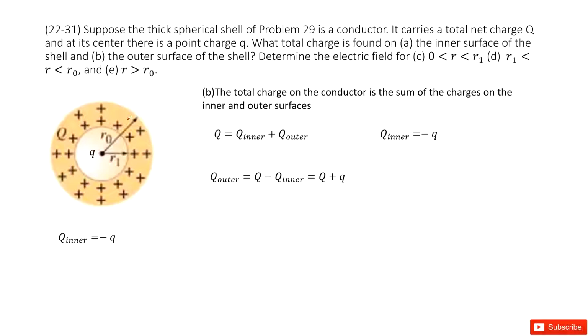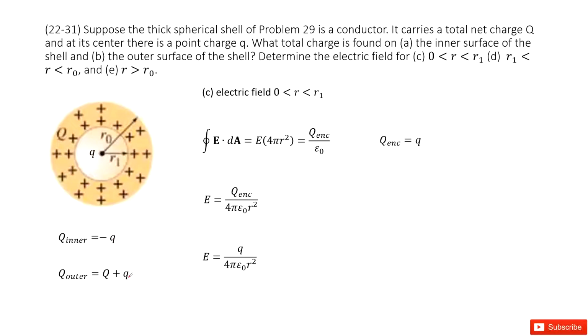The next one, we need to find the charge on the outer surface. We just said the inner surface has negative q, and we know the net charge of this shell is Q. The charges are located at the surfaces, so the net charge is the charge at the inner surface plus the charge at the outer surface, right? The inner surface is negative q, so the outer surface is Q plus q. Agree? Yes.